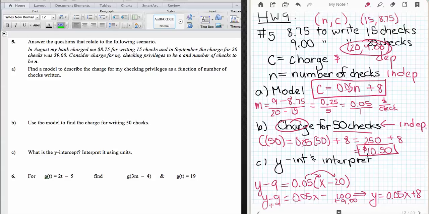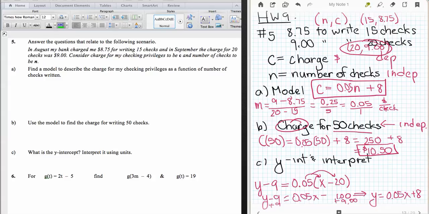Now, does that kind of make sense? Well, to write 20 checks, it was $9, and that's more expensive than that. And I know it's not doubling or anything because it's only going up 5 cents per check, so that seems about right. Now the last question in here asks me to interpret the y-intercept and find it.